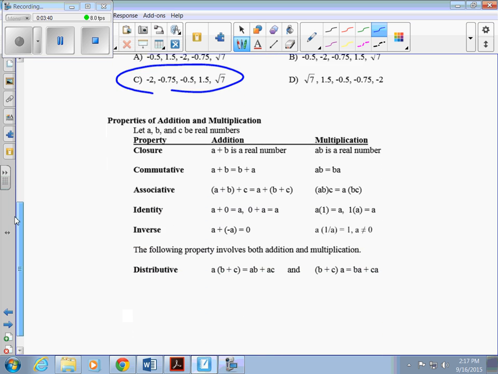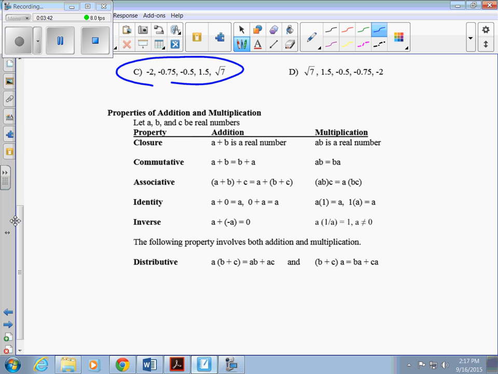Next, we're going to jump down and talk about the properties of addition and multiplication. In these, we're going to let A, B, and C be real numbers. The closure property just means if A is a real number and B is a real number, then when you add them together, the result is real. Same thing for multiplication. If A is real and B is real, if we multiply them together, we're going to get a real number.